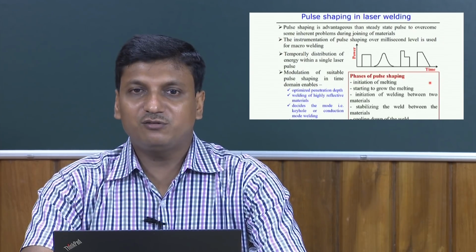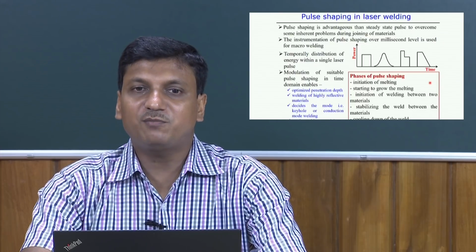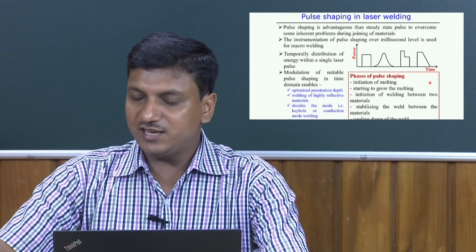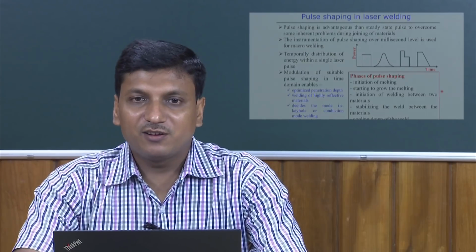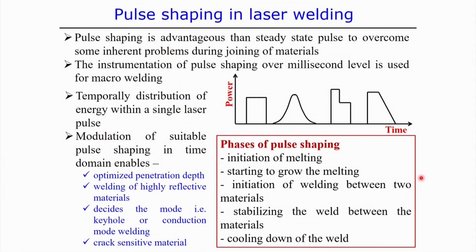But before that, we need to know what the different phases of the pulse shaping are, and how the shape of the pulse helps. First is the initiation of the melting. The shape of the pulse gives very high energy for the reflective material. So, initiation of the melting by the shape of the pulse, then starting to grow the melting, which can be controlled by the shape of the pulse, stabilizing the weld between the materials, and finally cooling down of the weld. So, all these phenomena can be controlled by the different shape of the pulse.